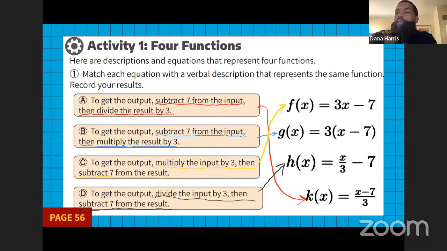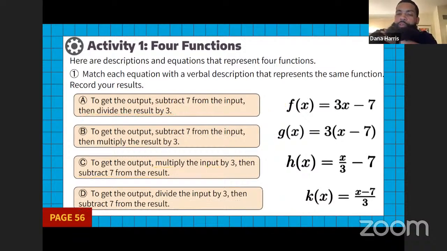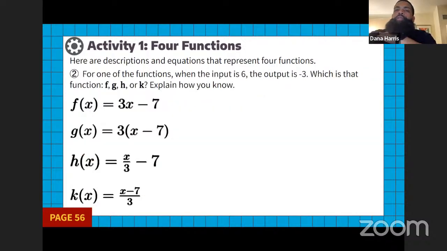Now, there is actually a second part to this. So let's clear this out and go to the next slide. It says here are descriptions and equations that represent 4 functions. So it's the same thing that we saw, but it's going to add something else.